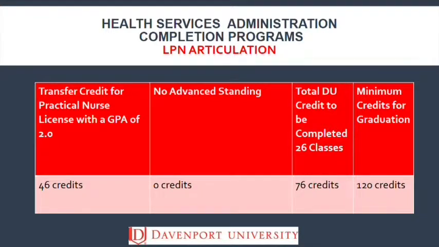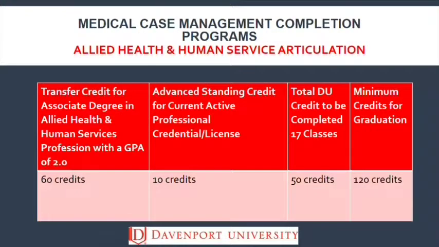And for LPN articulation, we're hearing a lot that the LPNs want to go on. So that's a GPA of 2.0. We'd grant 46 credits of transfer. They get no advanced standing because they're going to need a lot more credits in order to go ahead and get their bachelor's. And then if we move forward and look at medical case management, it's essentially the same.